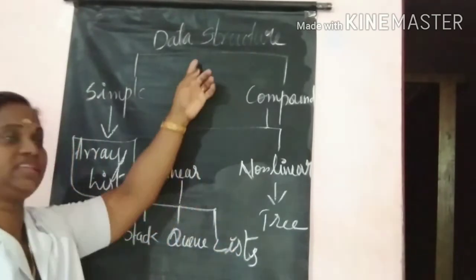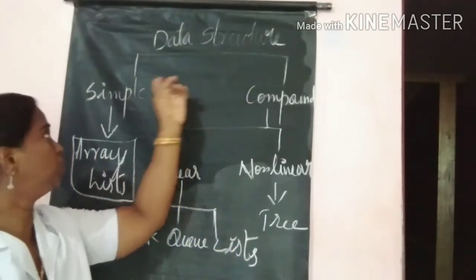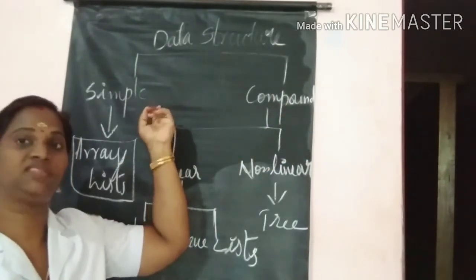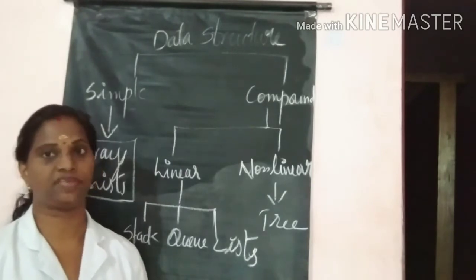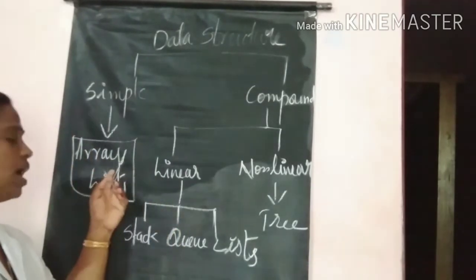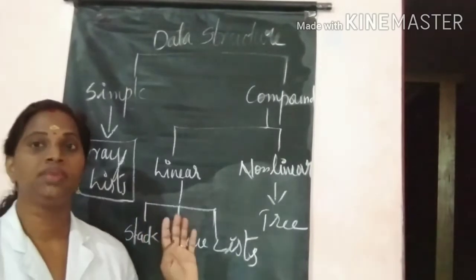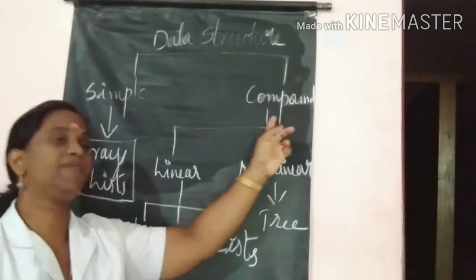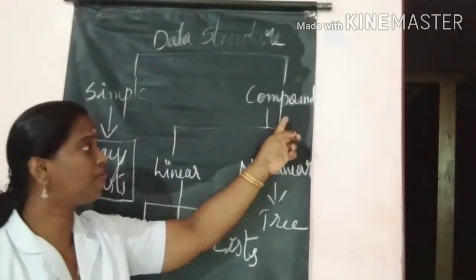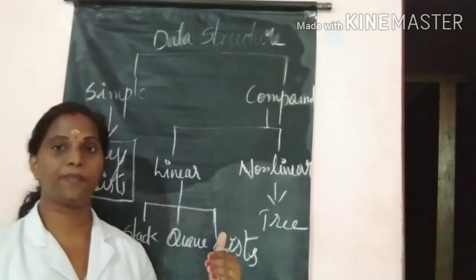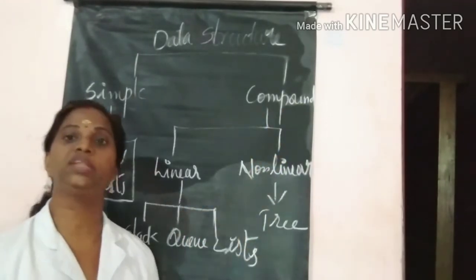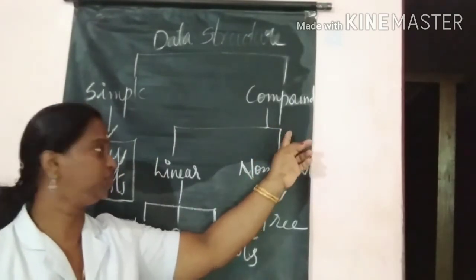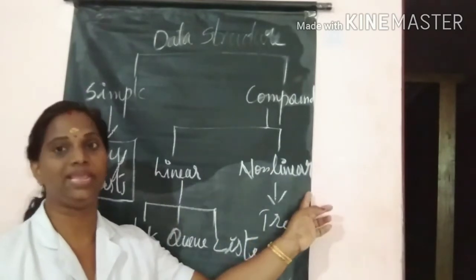So first one, data structure. Data structure is divided into two: simple data structure and compound data structure. Simple data structures are built from the primitive data types. Examples for simple data structures are arrays and lists. In Python, list, tuples, dictionary and sets are examples. Then second one, compound data structure. Compound data structures are built from the simple data types, and are again divided into two: linear data structure and non-linear data structure.